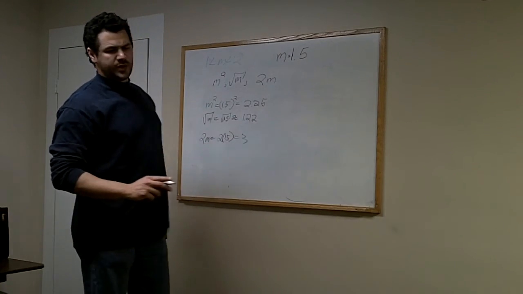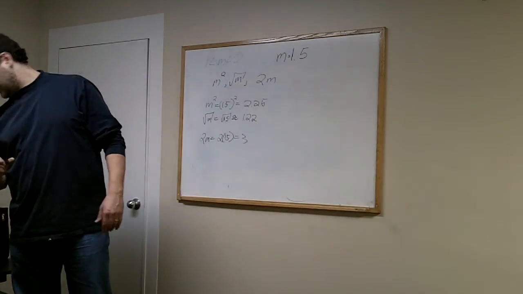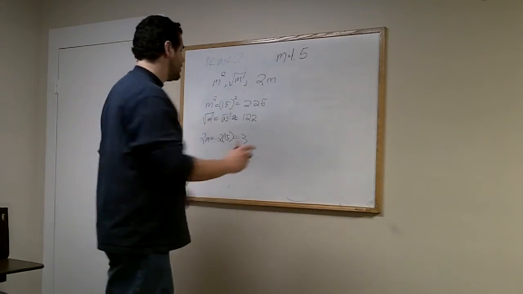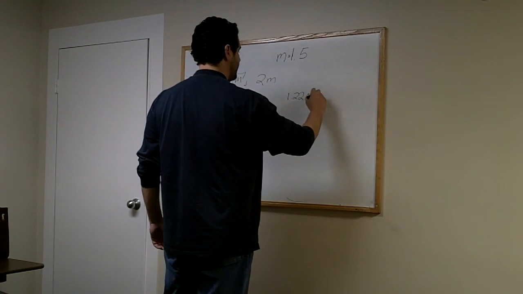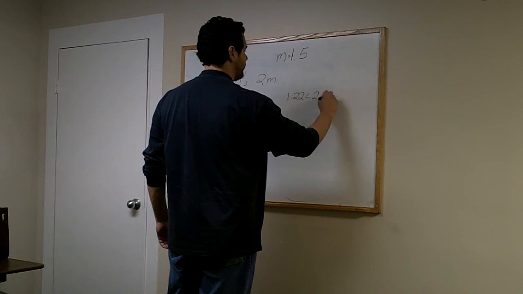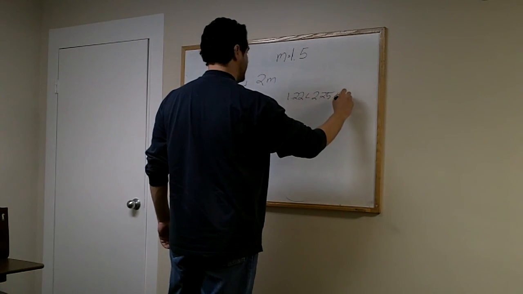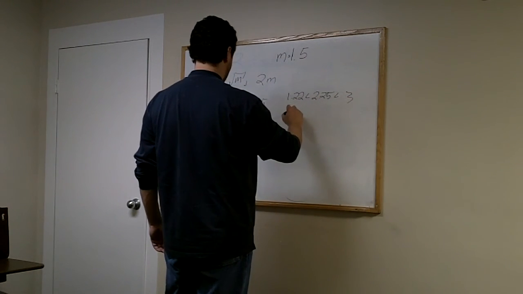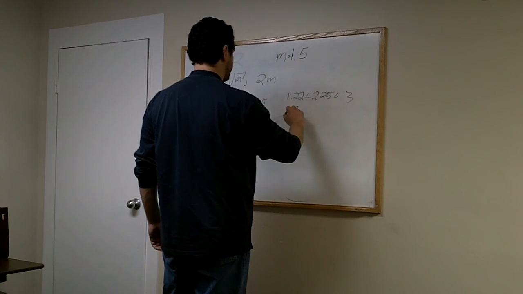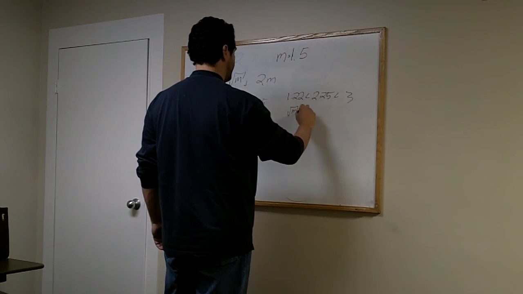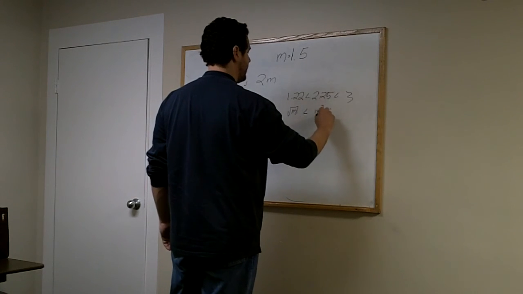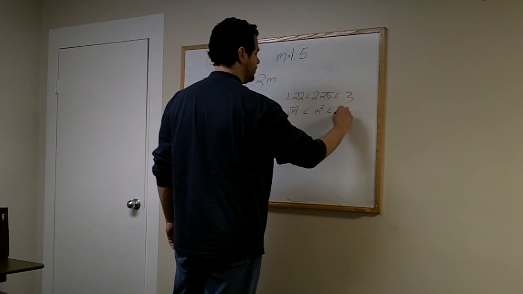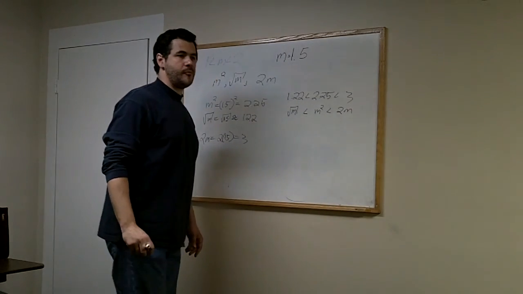So do they want least to greatest or greatest to least? They're going least to greatest, right? So it's 1.22 is less than 2.25, which is less than 3. So we have square root of m is less than m squared is less than 2m, right?